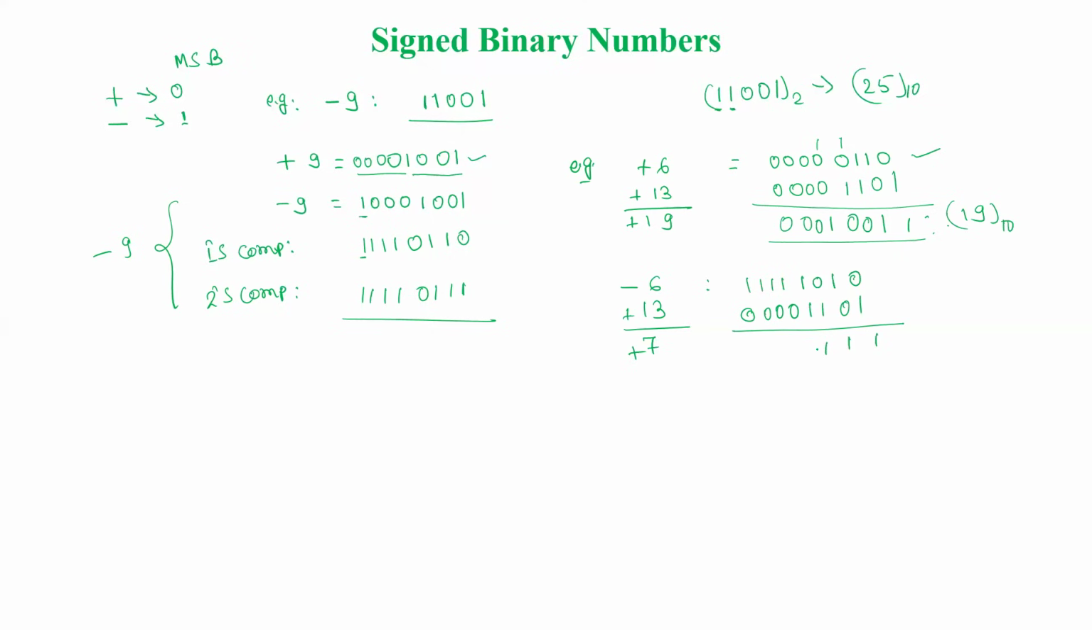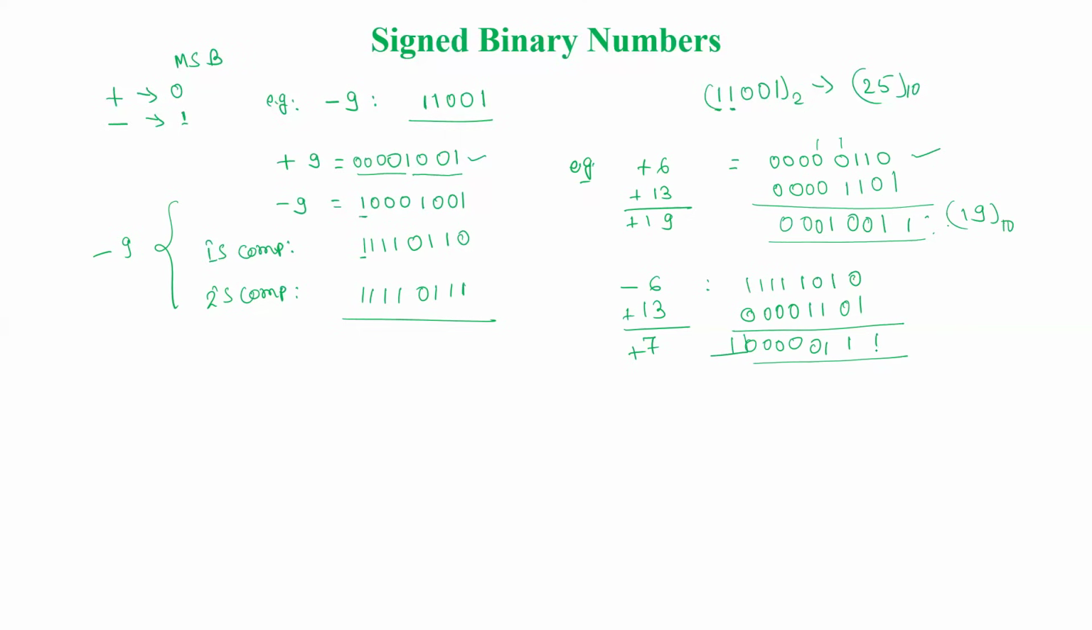1, 1, 1, 0. Now it will add here. This all is going to become 0 and we get the carry as 1. Whenever a carry is obtained in this situation, if the result is positive, this 1 will be discarded. So this is the value, here plus 7.